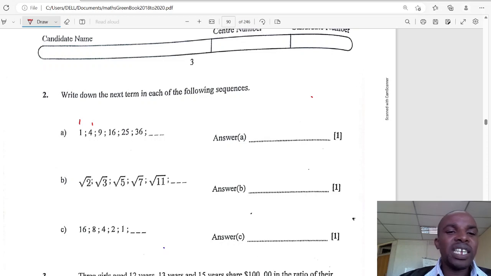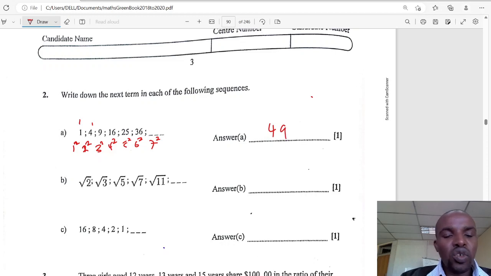Now you can check. These are square numbers. It's a list of square numbers. Number 1 is 1 to the power 2, then 2 to the power 2, 3 to the power 2, 4 to the power 2, 5 to the power 2, 6 to the power 2. The next one must be 7 to the power 2, which is 49.